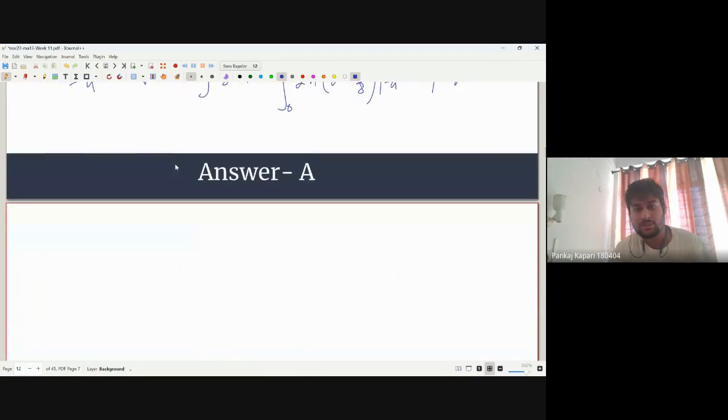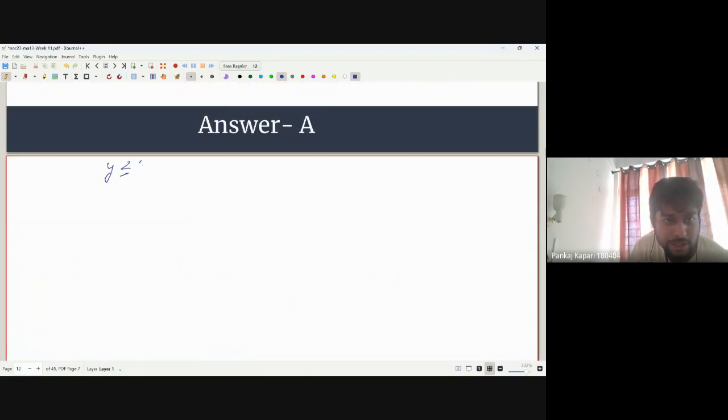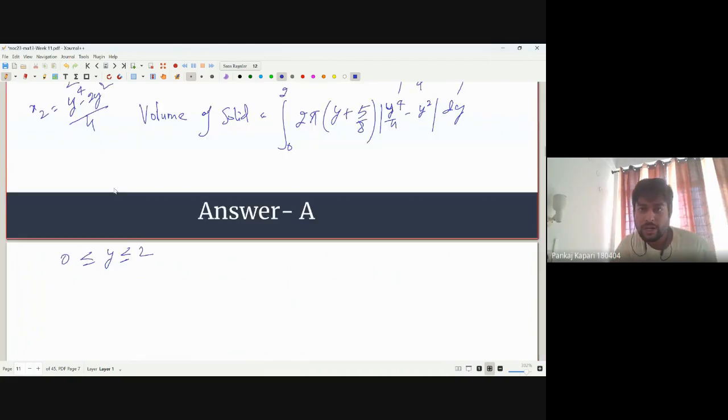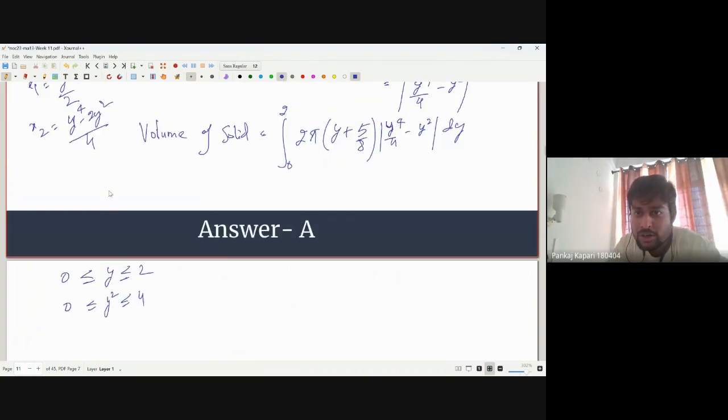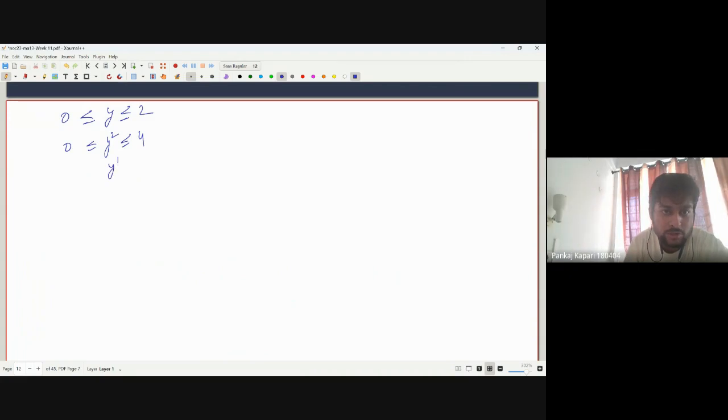Okay, let's compare these two. So y varies between 2 and 0. So what are the ranges of y square? Y square ranges between 0 and 4. And what is the range of y to power 4 divided by 4? If you take 2 to the power 4, it will be 16, and divided by 4 is also 4. Okay, so both of these quantities vary between 0 and 4.